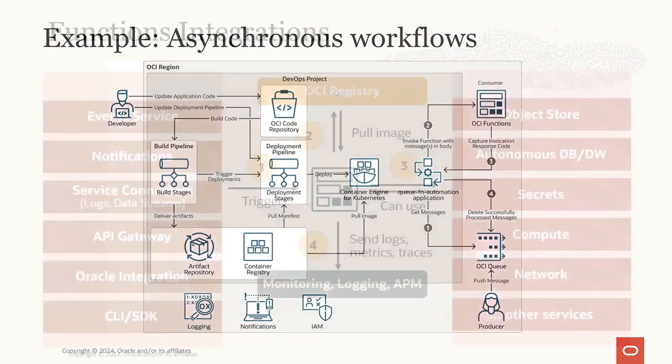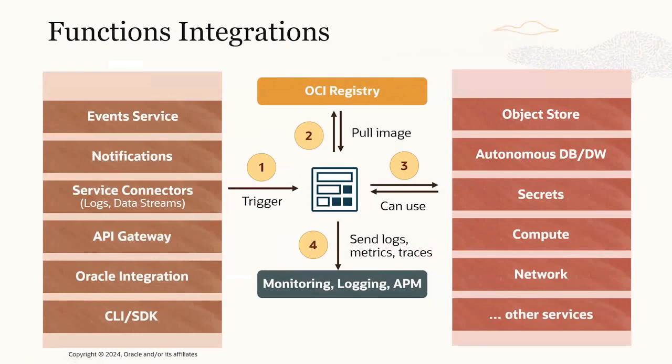All right. So with that, let's take a closer look at the functions integration. I mentioned in the ecosystem, there's a number of services that can trigger functions. So we have the Cloud Event Service, which we'll take a quick look at. Notifications, service connectors, API gateway, which we're going to dig into in the second half of this presentation. And then, of course, Oracle Integration Cloud, CLI, SDK. All of these things can be configured to trigger a function. Again, when that function is triggered, it pulls the container image from the registry and then executes the code.